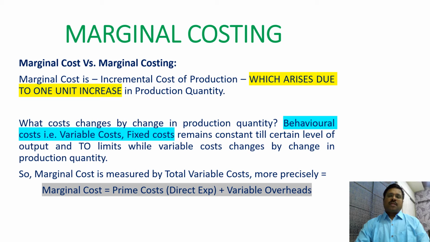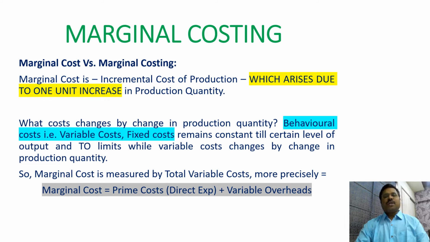Marginal costing. This is chapter 14 of Cost and Management Accounting, CA Intermediate. Marginal costing is a technique of ascertaining cost by management to have managerial decisions.